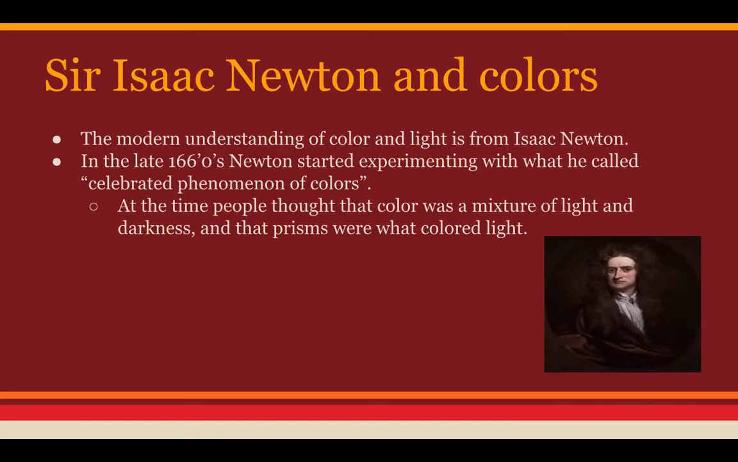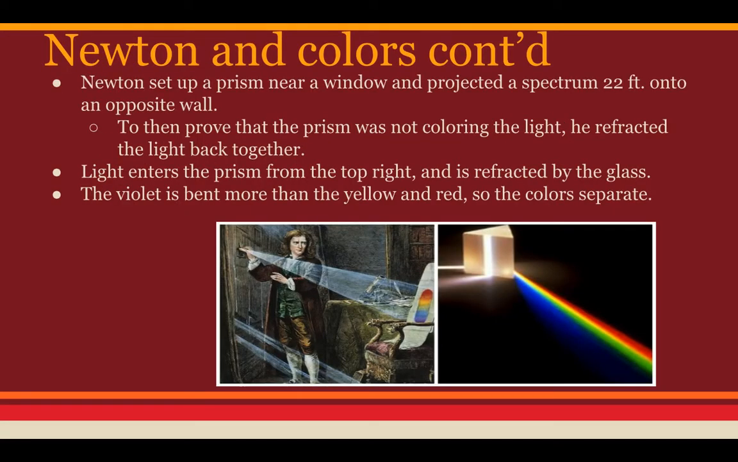Sir Isaac Newton and the Colors. The modern understanding of color and light is from Isaac Newton. In the late 1660s, Newton started experimenting with what he called the celebrated phenomenon of colors. At the time, people thought that color was a mixture of light and darkness, and that prisms were what colored light. Newton set up a prism near a window and projected a spectrum 22 feet onto an opposite wall.